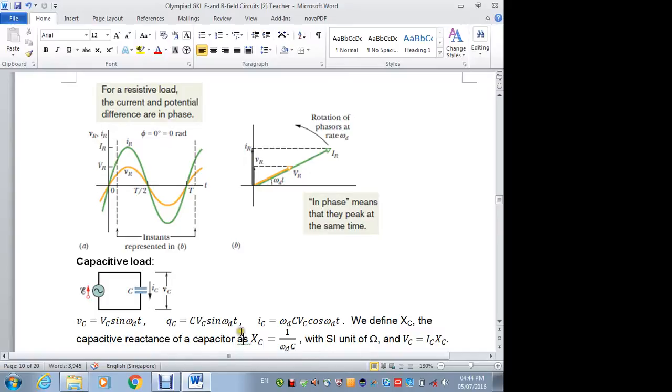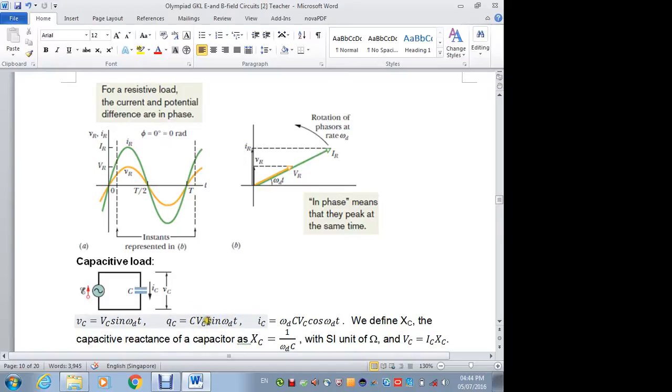QC, that is the charge stored in the capacitor. That one you have to remember the formula. Q is equal to C times V, right? You still remember? The charge stored in the capacitor is C times V. That one is from last term. If you want the maximum charge stored, that will be C times the maximum value for the voltage across the capacitor, so C times the maximum value for VC.